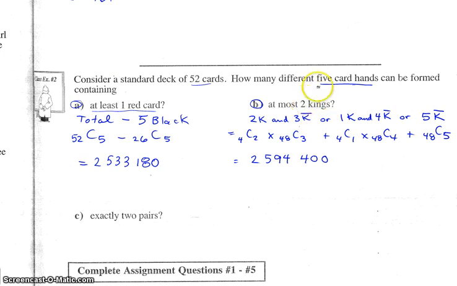You could go either way on this one. You could go total minus what isn't at most 2 kings, which would be 3 kings, 4 kings, or 5 kings, but that's slightly more work than just going straight on, which is figuring out at most 2 kings could be 2 kings, 1 king, or 0 kings. Or let's write it, you can't just choose 2 kings, so 2 kings and 3 not kings, or 1 king and 4 not kings, or 5 not kings.